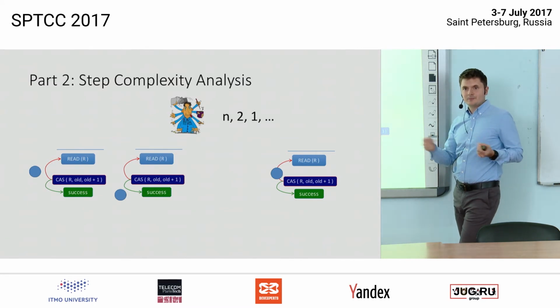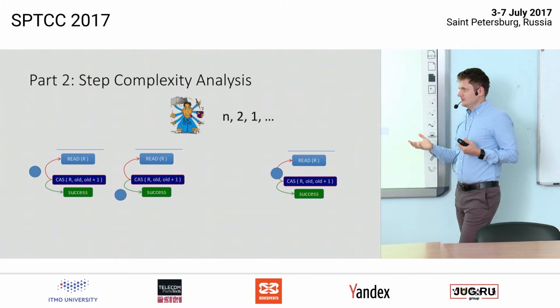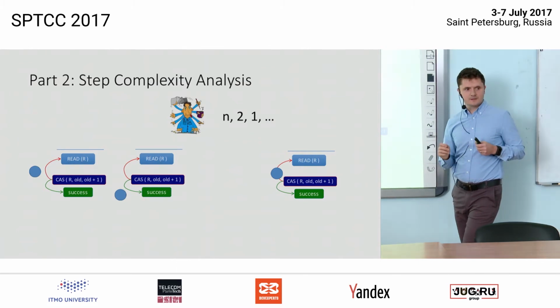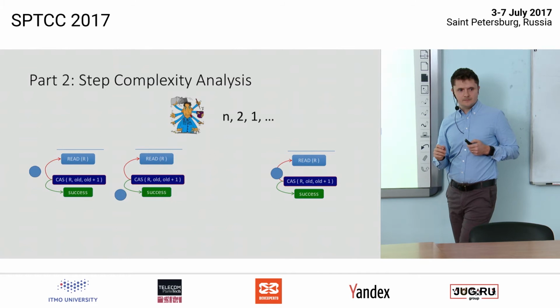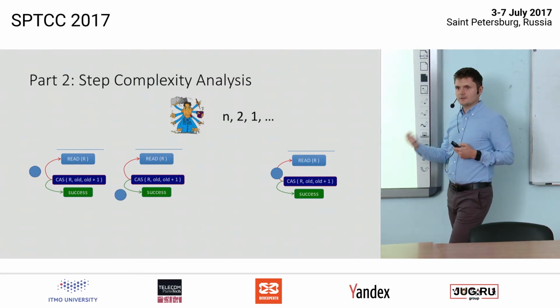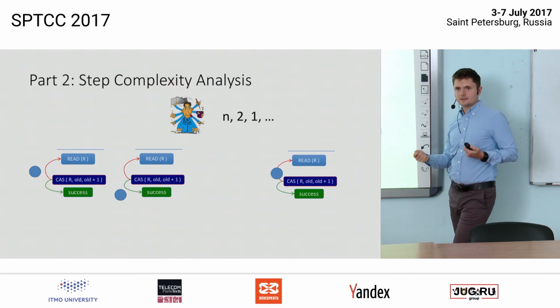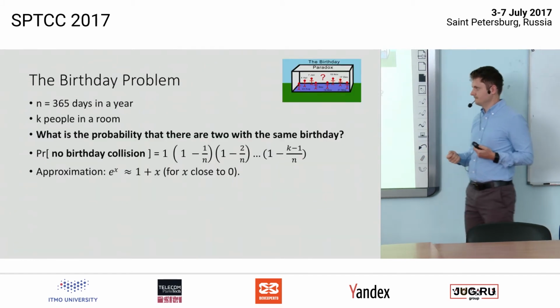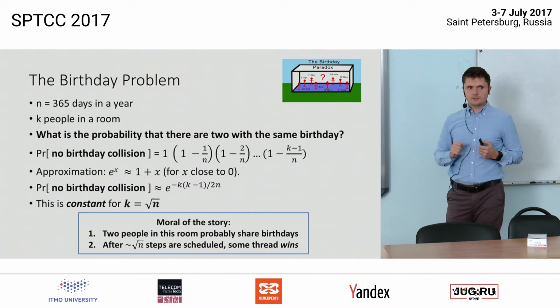The steps are the people who come into the room. The automata are the days of the year. Does this connection make sense? All right. So basically, what we have obtained is that after square root of n steps have been scheduled, some guy succeeds. All right. Any questions?